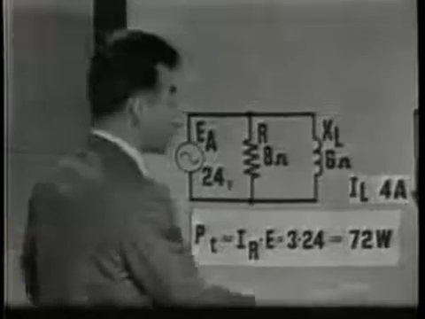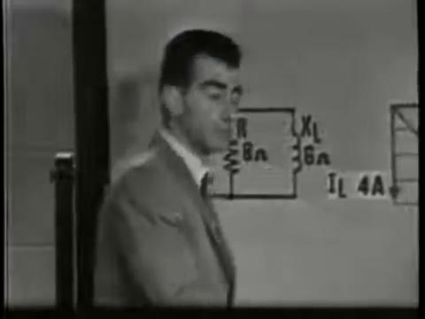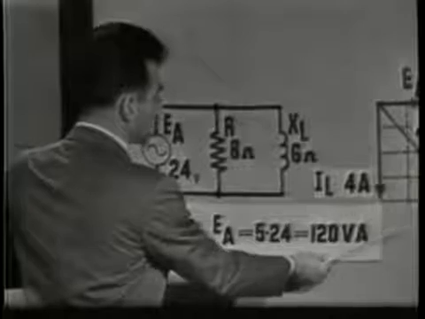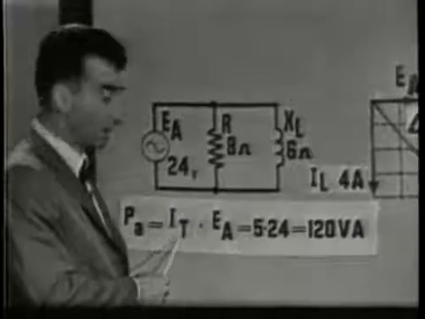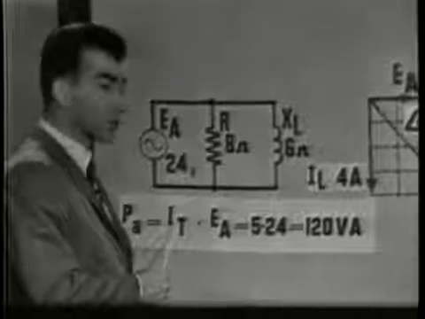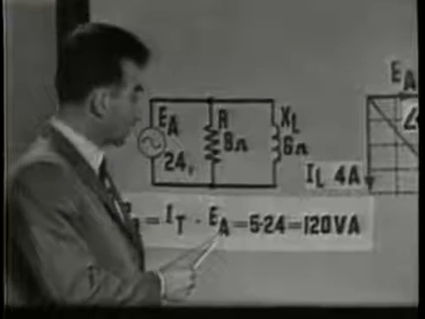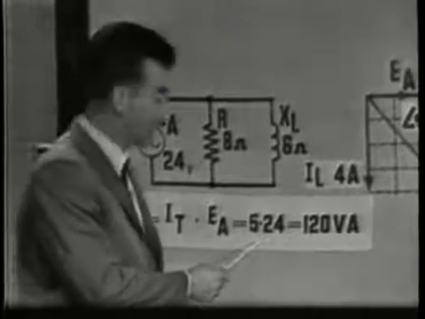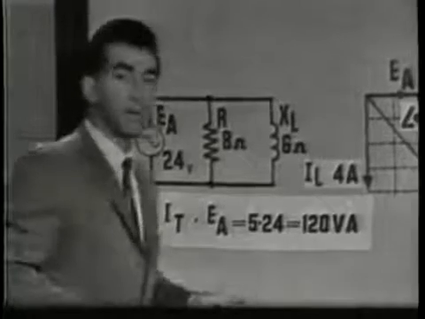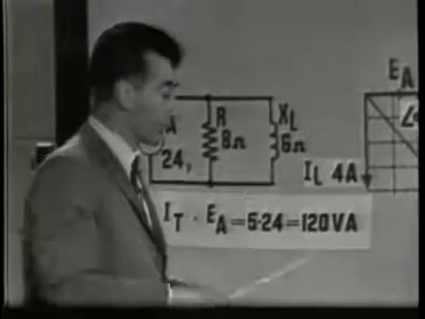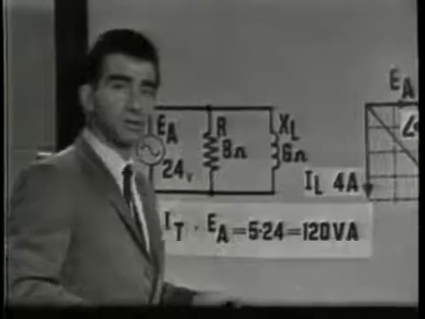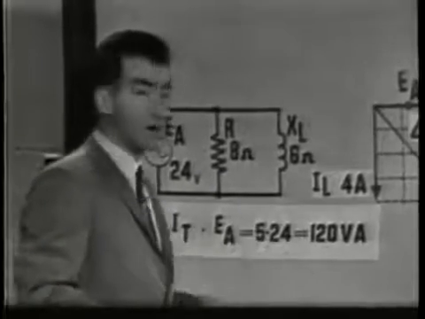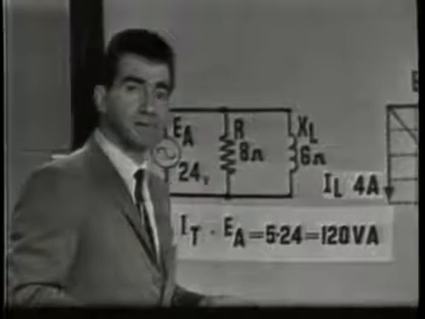We could find apparent power by using the same formula, P is equal to I times E. But since we're dealing with apparent power, we would use the total current. The apparent power is equal to total current times the applied voltage, or 5 times 24, the apparent power is 120 volt amperes. You remember that apparent power is measured in volt amperes, because all of this power is not dissipated as heat.